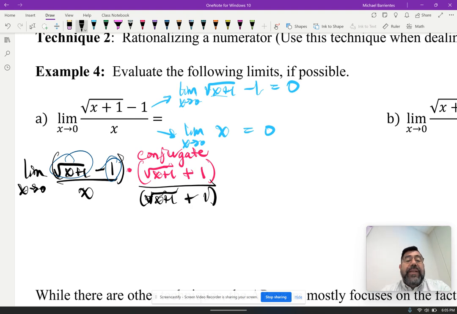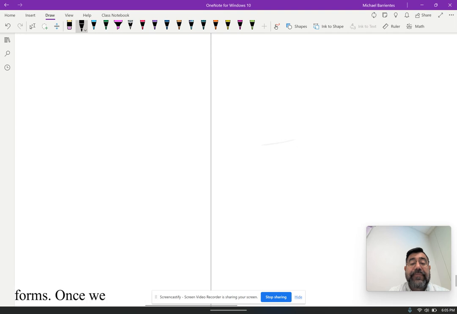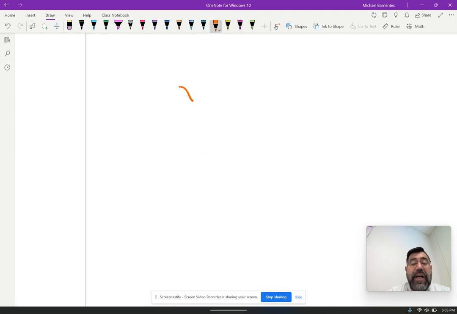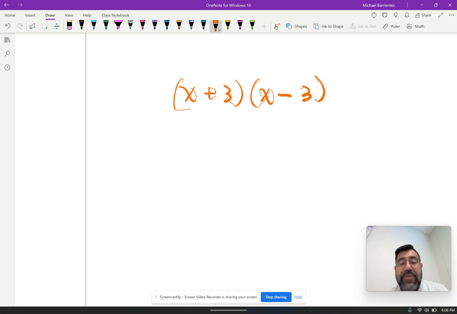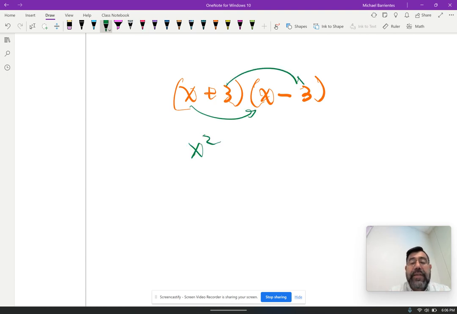Why do we multiply by the conjugate? Well, if you forgot, and a lot of students forget, I'll do an easy conjugate. x plus 3, the conjugate would be the same things except with the opposite operation, so x minus 3. When you multiply these two and you multiply these two, but remember, we also need to multiply these and the inner ones here.